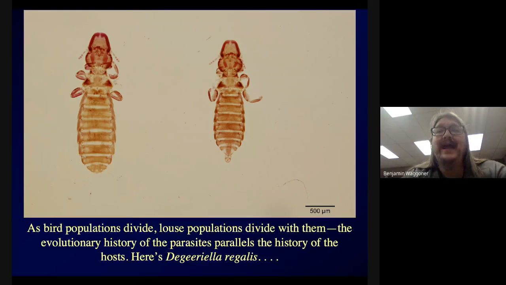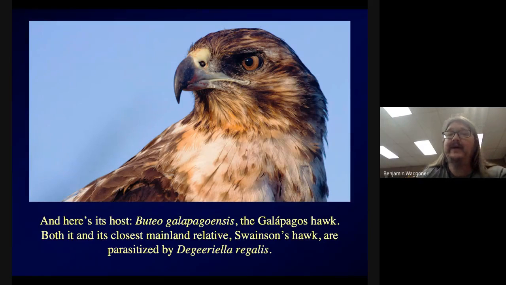You do occasionally get host switching, but that may be more common in some groups than others. But very often in the chewing lice, you get very close matches between the evolution of the host and the evolution of the parasites. And in the case of Digiriella regalis, we're actually able to see that happening. So here's Digiriella regalis. I think that's a female on the left and a male on the right. And here's what it lives on. Buteo galapagoensis, the Galapagos hawk.